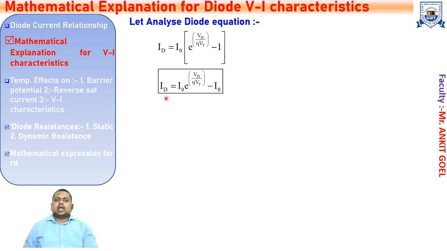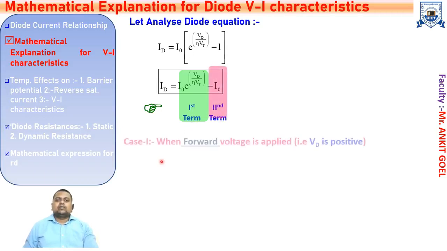We will get the expression I_D equals I_0 e to the power V_D upon eta V_T minus I_0. Now in this expression you have two terms: I_0 e to the power V_D upon eta V_T as the first term, and minus I_0 as the second term. Let's take the first case when the forward voltage is applied, that is V_D is taken as positive.